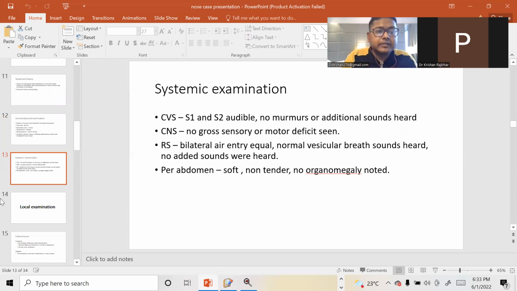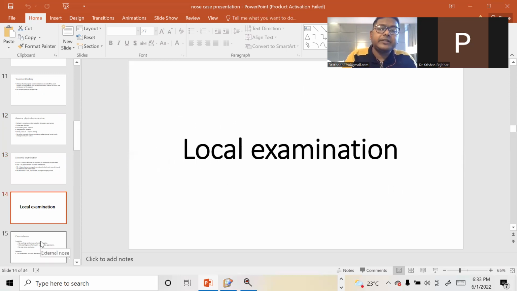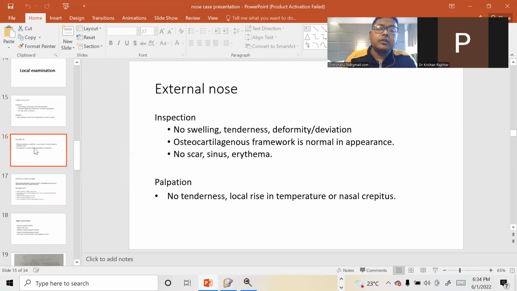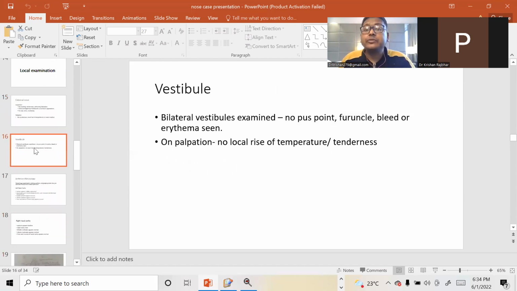Coming to the local examination, external nose: on inspection, there is no swelling, tenderness, deformity, deviation. Osteocartilaginous framework is normal in appearance. No scar, sinus, or erythema. On palpation, no tenderness, no local rise in temperature or nasal crepitus. Coming to the vestibule, bilateral vestibules examined, no pus point, furuncle, bleed, or erythema seen. On palpation, there is no local rise of temperature or tenderness.